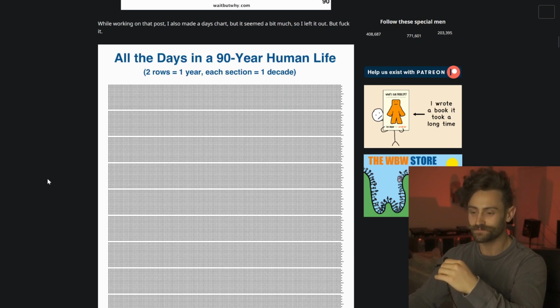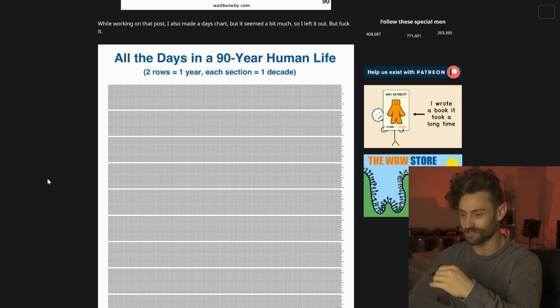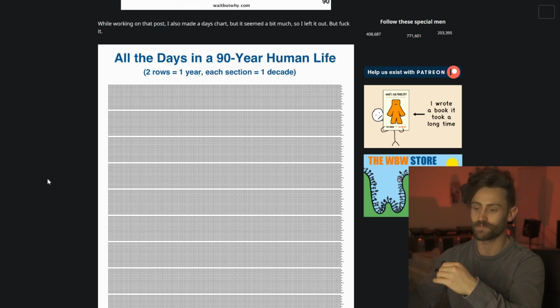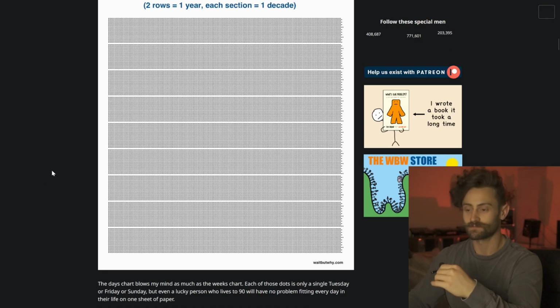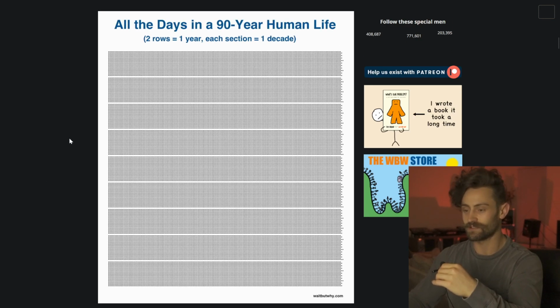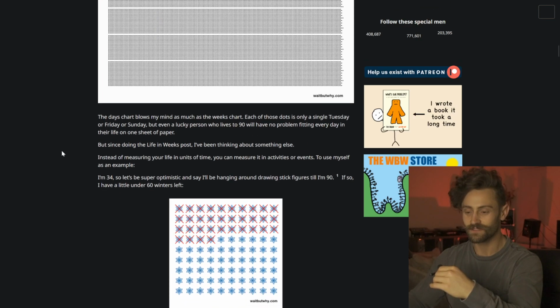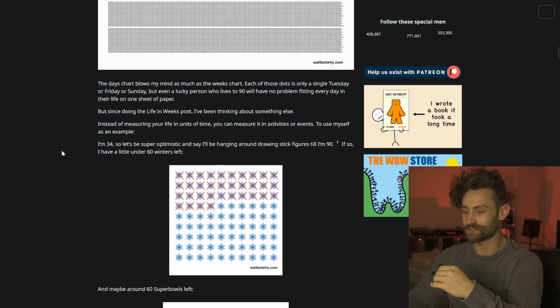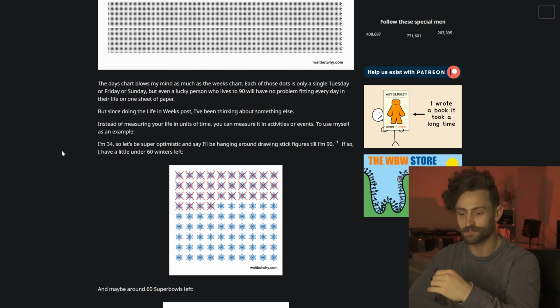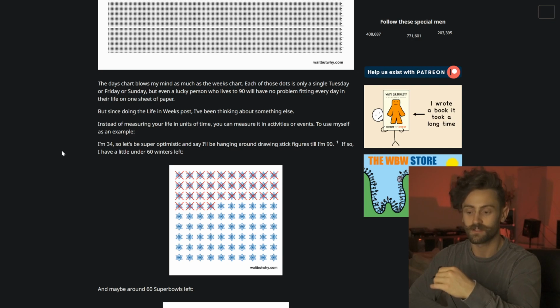Half of a joke. While working on that post, I also made a days chart, but it seemed a bit much, so I left it out. Sharing it here. 2 rows equals 1 year. Each section equals 1 decade. Wow, that does seem like a lot, actually. Actually, no, because it's their days. So the days chart blows my mind as much as the weeks chart. Each of those dots is only a single Tuesday or a Friday or Sunday. But even a lucky person who lives to 90 will have no problem fitting every day in their life on one sheet of paper. But since doing the life in weeks post, I've been thinking about something else.